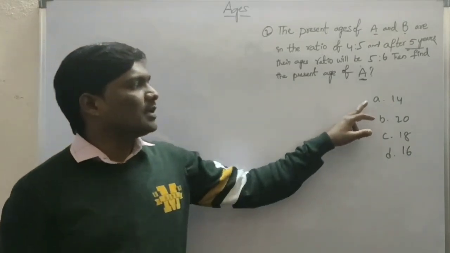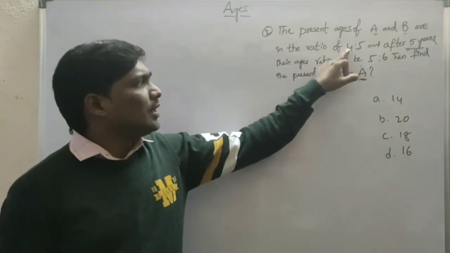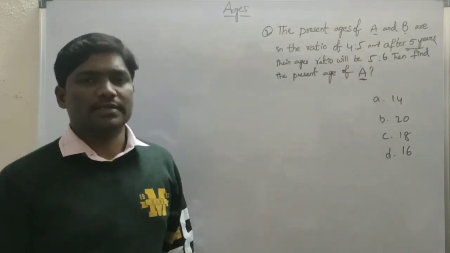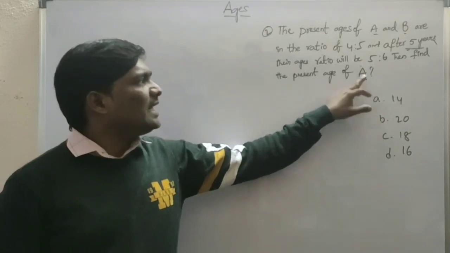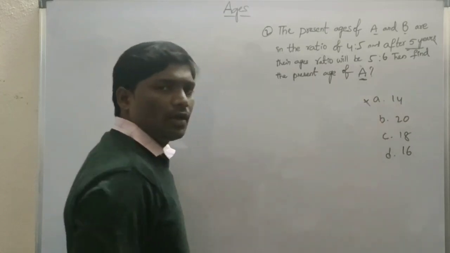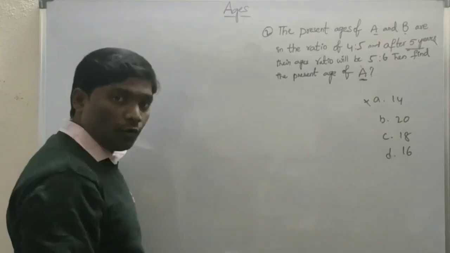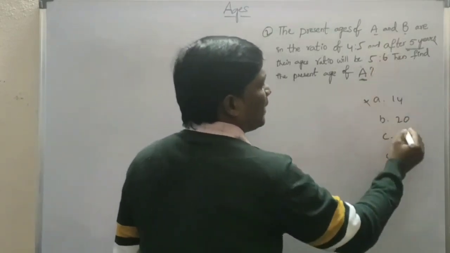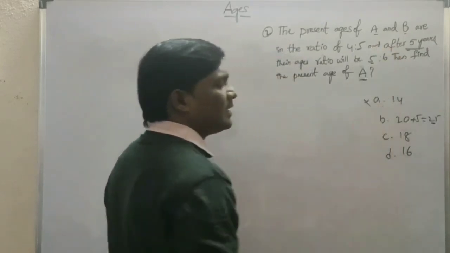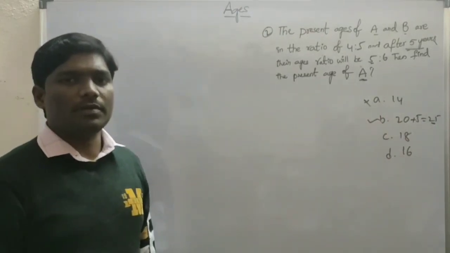Okay, so the first option is how much? 14. They asked to find out the A age. So A age is how many parts? Here given 4 parts. After 5 years, A is how many parts? 5 parts. Okay, first option is 14. Is 14 a multiple of 4? No. Then the first option is the wrong option. Then go to the second option. Second option is 20. Is 20 a multiple of 4? Yes, 4 fives are 20. Okay, after 5 years, 20 plus 5, 25. So is 25 a multiple of 5? Yes, 5 fives are 25. Then option B is the right answer.